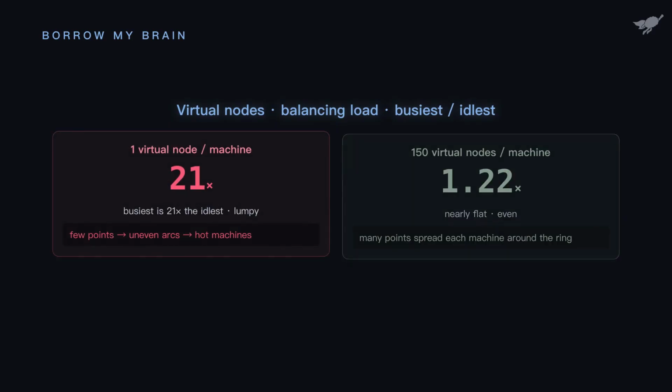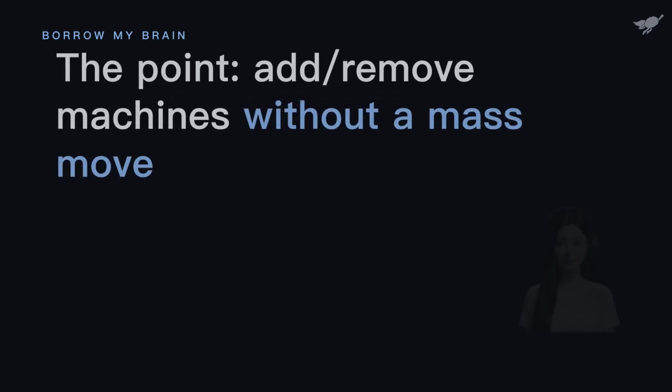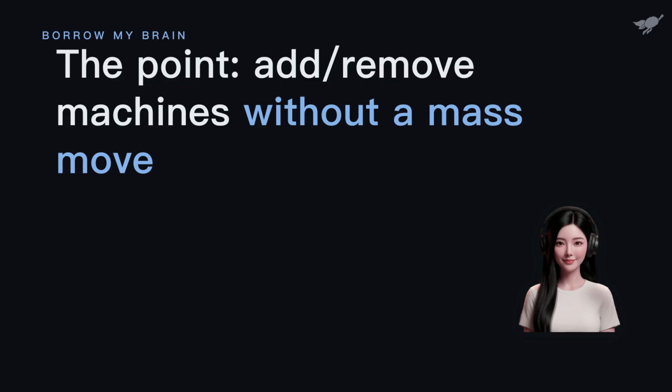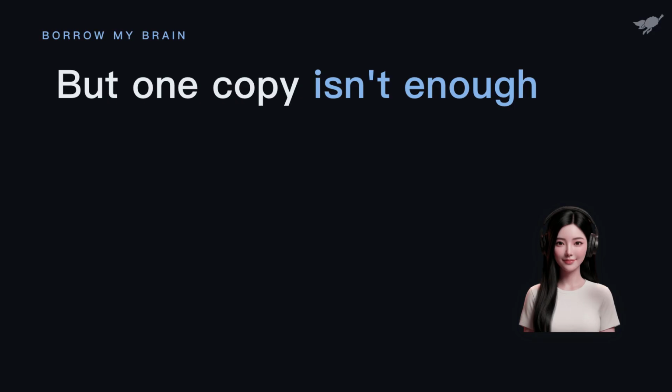Then add virtual nodes. Each machine puts 150 points on the ring, and the load imbalance goes from 21 times down to 1.22 times. The key to sharding isn't how to split it. It's don't move everything when you add or remove machines. This is the star. But one copy isn't enough.